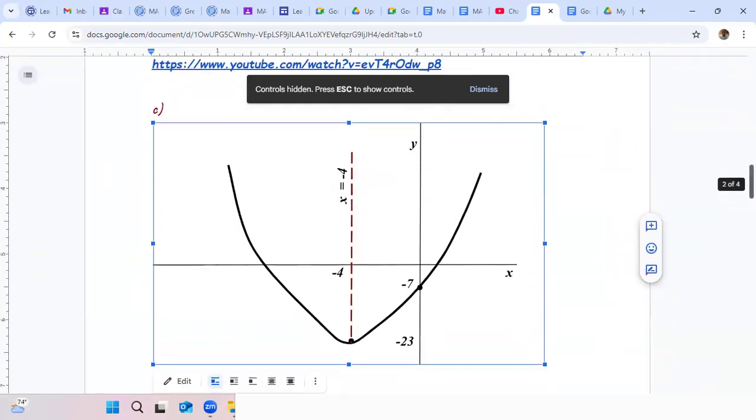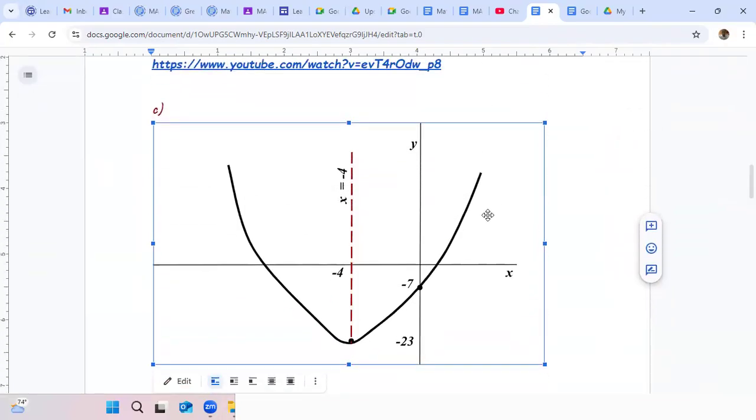So here is the full sketch in its entirety. These are the x and the y-axis, the curve, and the line of symmetry, X is equal to -4. Here's the minimum value. Here's the minimum point, -4, -23. And the y-intercept, which is -7. Y is equal to -7 when x is equal to 0.